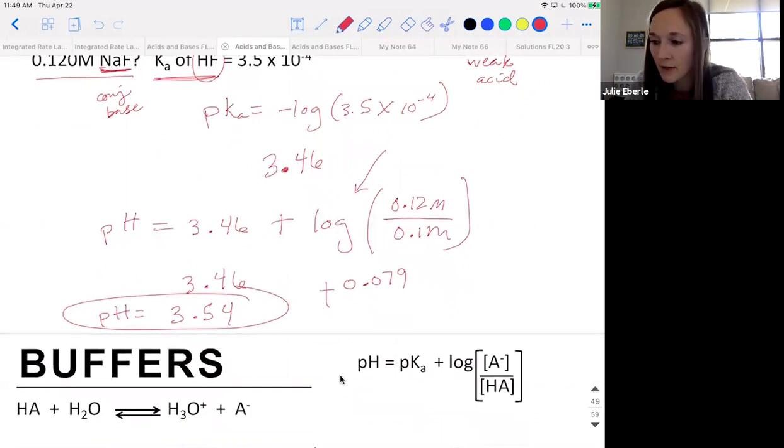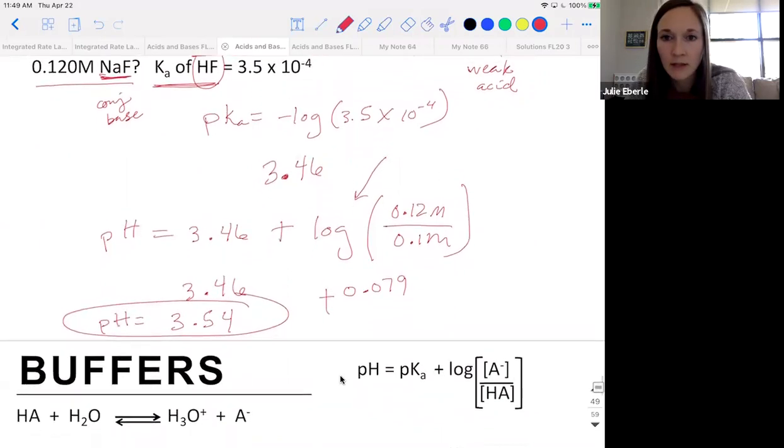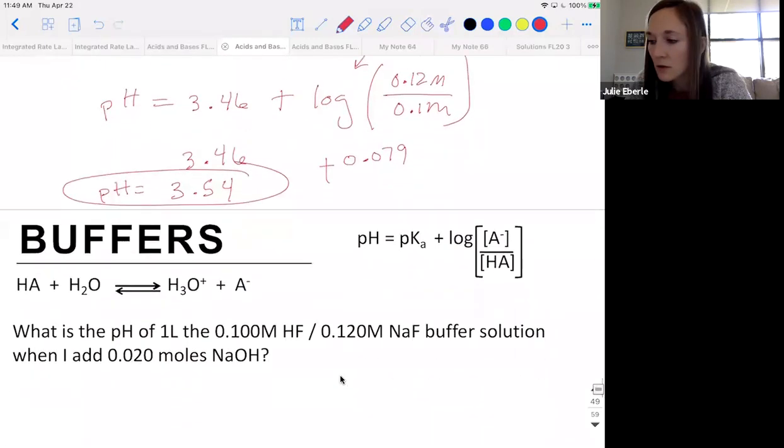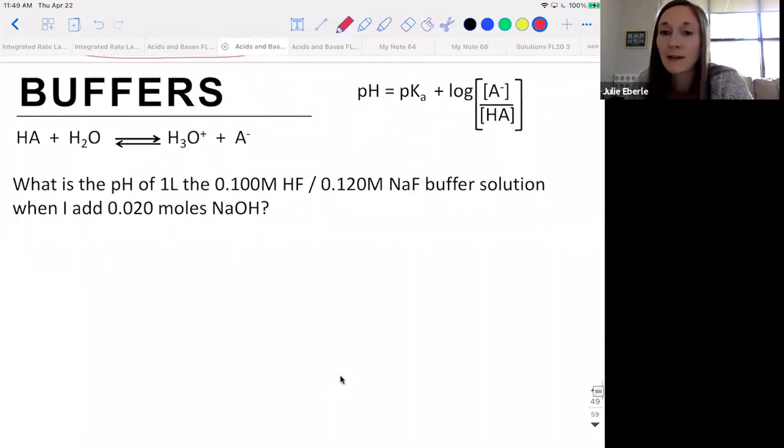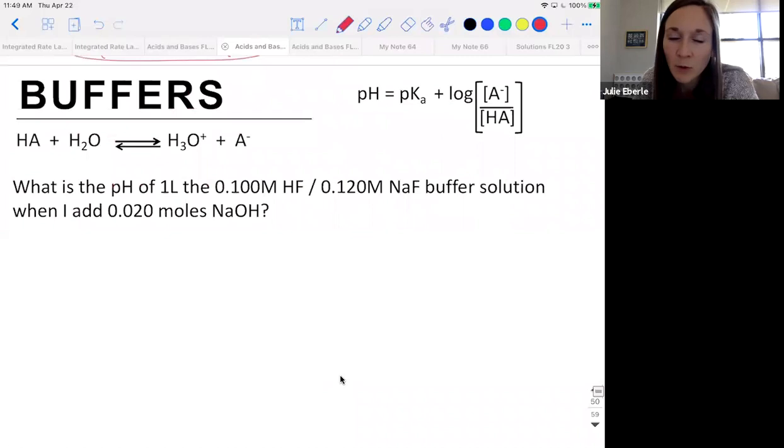Just plug in what you're given, calculate pK, plug everything in and solve for pH. Step two, we're going to now examine the pH of a buffer when we add one of two things. When we add either a strong acid or a strong base.